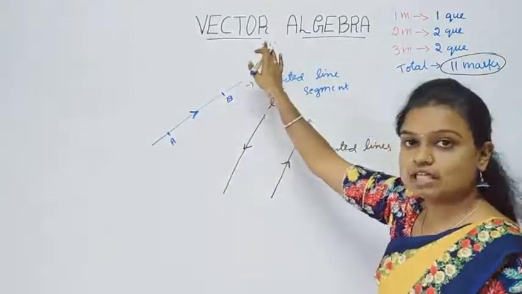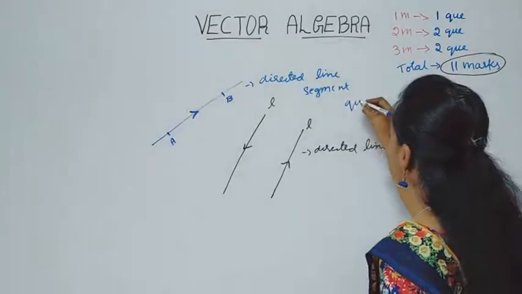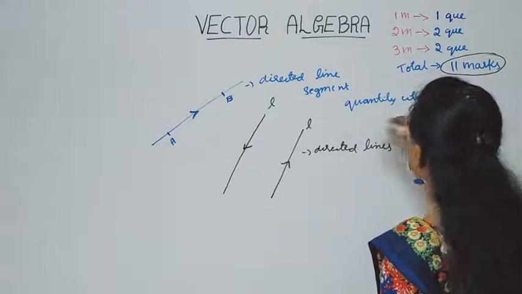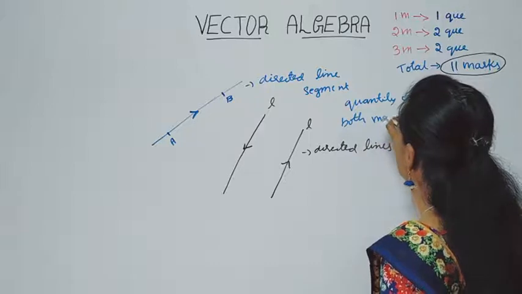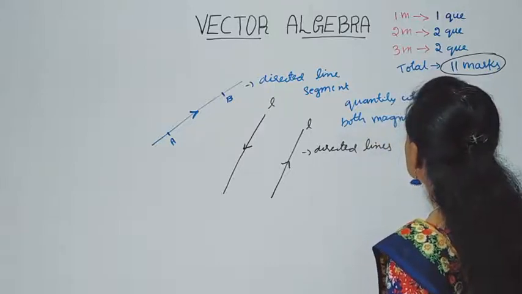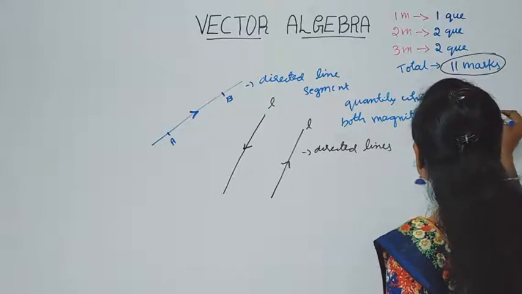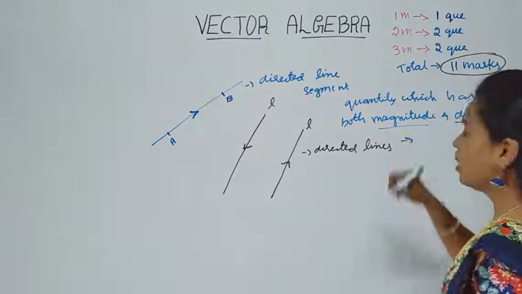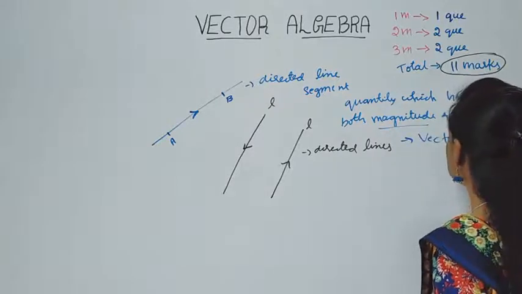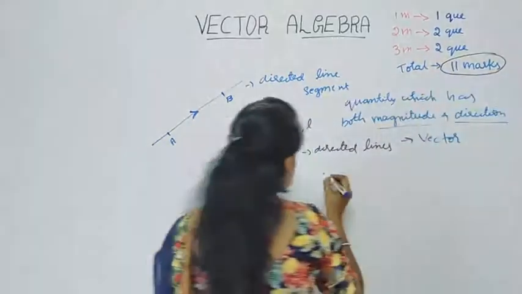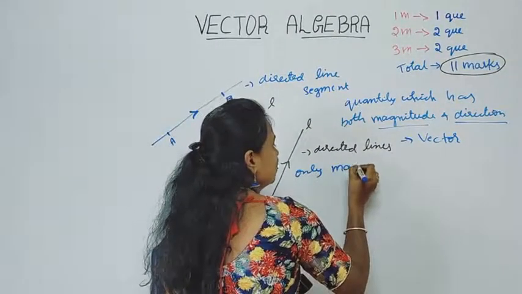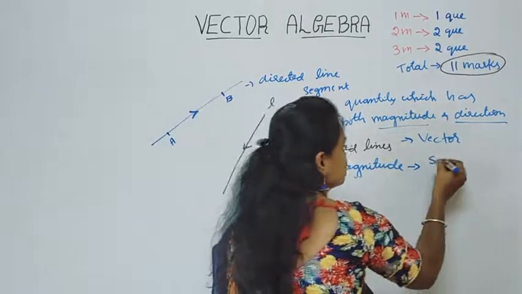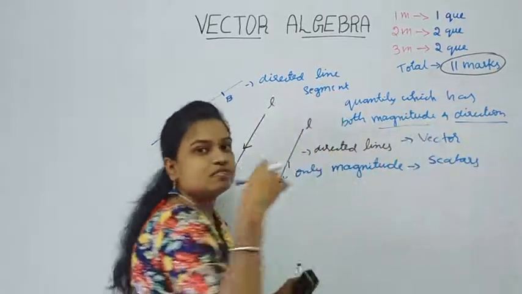So vector means a quantity which has both magnitude and direction. A quantity which has both magnitude and direction, such quantity is known as vector quantities. Okay, a quantity which has only magnitude, such quantity is known as what? Scalars. So this is the definition.